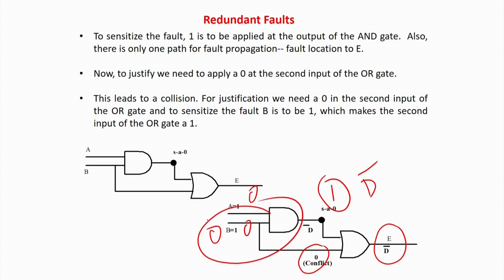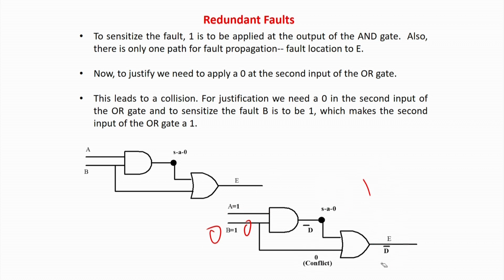A simple conflict in this case, and you know that this fault cannot be tested, as simple as that, because there is only one path through which it can be output. So there is no other option to try. Just by one iteration you can find out there does not exist any pattern to test it, because there does not exist any other path for propagation, and the path we have taken had a conflict. So this is an example of a redundant fault, the fault which cannot be tested.